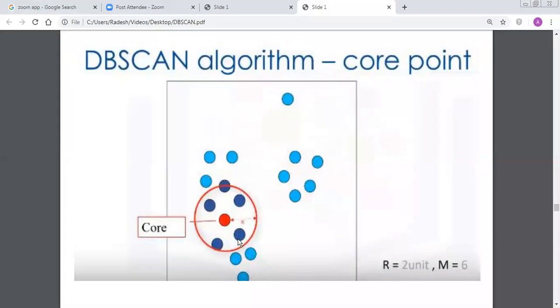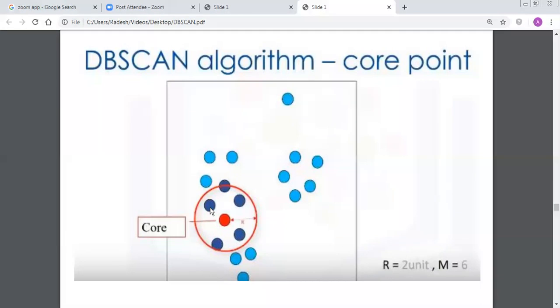Once I have drawn the circle, let us see the number of points. The minimum number of points criterion is 6. So let me count how many points exist in this particular circle. Including this red dot, the data point I have selected, this is 1, 2, 3, 4, 5, and 6. So I have come across 6 different points in the given radius.